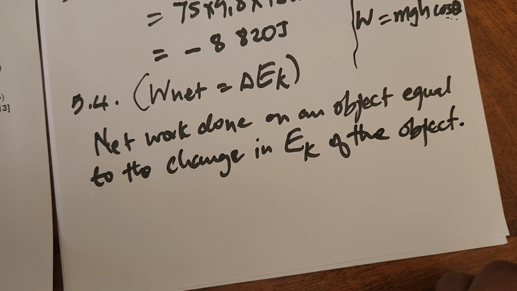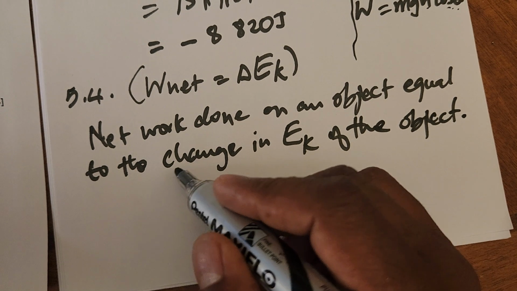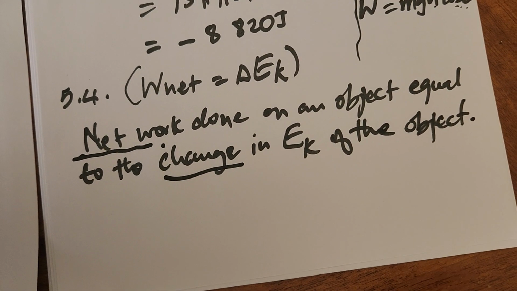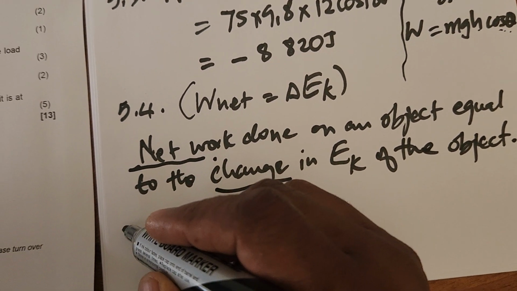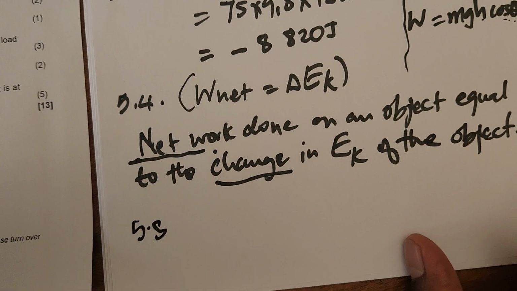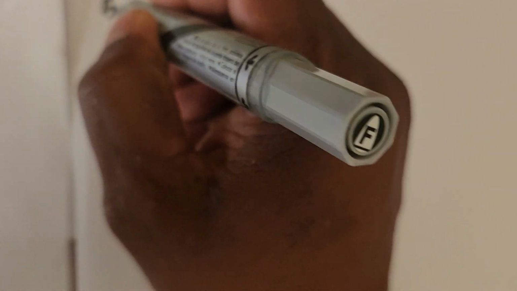The next one will be, remember the keywords there will be the word change and the net. So if you just write the work done, then it will be incorrect. 5.5, which is the one for calculations. You can do it on the next page. Now 5.5. Let's look at the question.